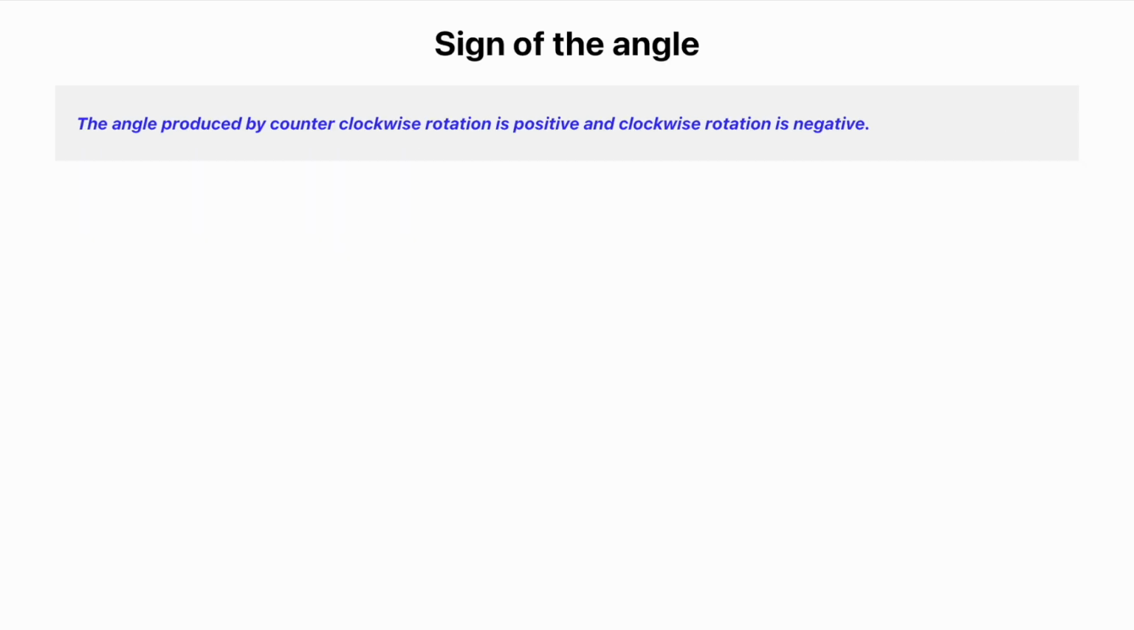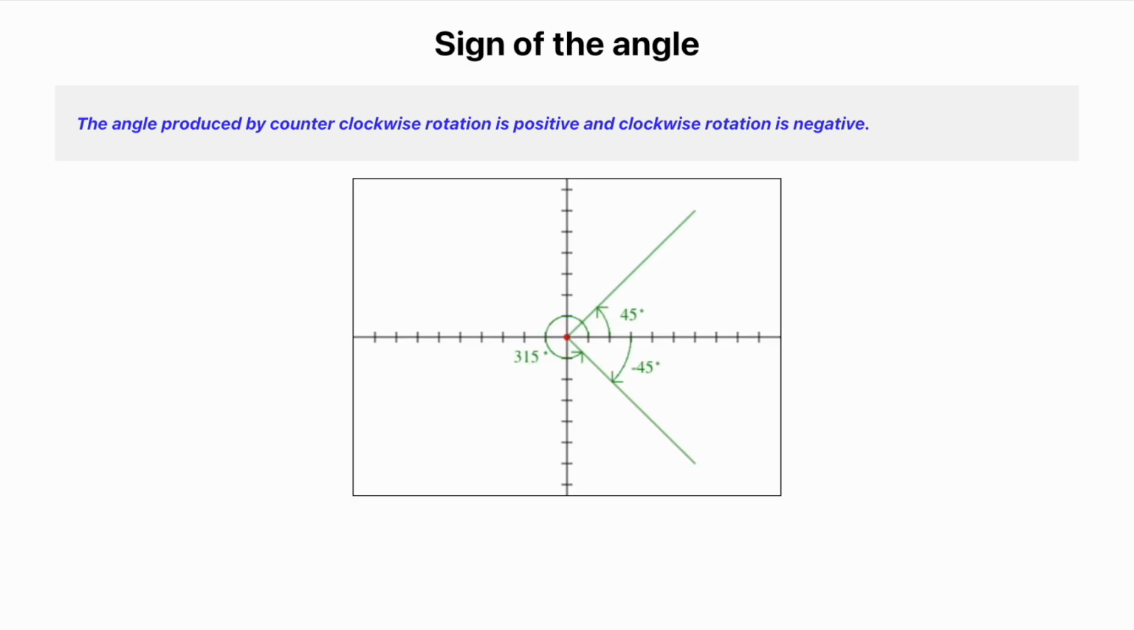Sign of the angle. An angle is formed between two lines having a common endpoint called vertex, in which one side is designated as the initial side and the other side as the terminal side. Generally, the angle produced by counterclockwise rotation is positive and clockwise rotation is negative. For example, the angle between the positive y-axis and the line in the first quadrant is 45 degrees in the counterclockwise direction. The angle between the positive x-axis and the line in the third quadrant is 315 degrees in counterclockwise direction, but in clockwise direction it is minus 45 degrees.